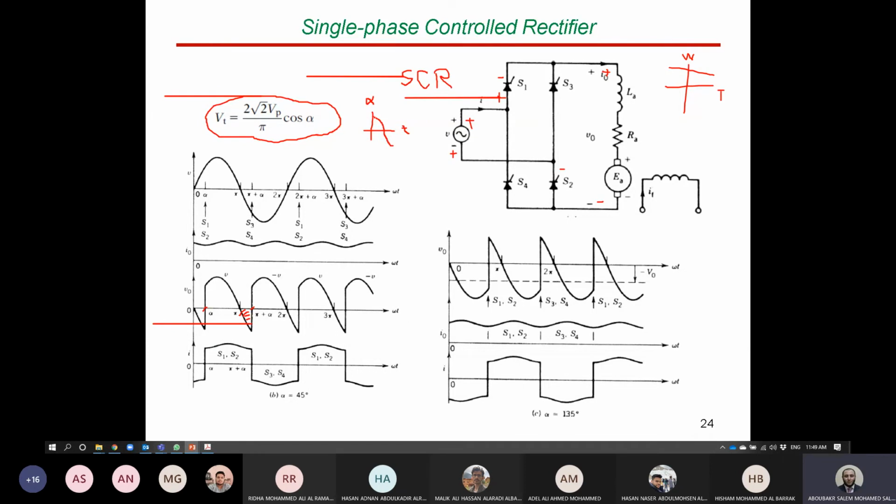So if we have alpha equals 0, this means we have the maximum value of voltage as a positive value. If we increase the value of alpha, the voltage will be decreased. However, take care, if alpha becomes greater than 90, the average value will be negative, which means the supply polarity will be reversed.